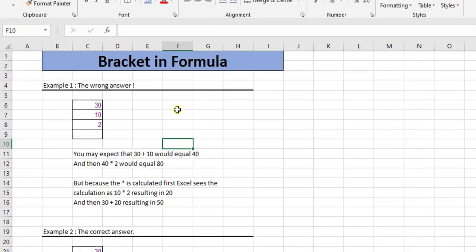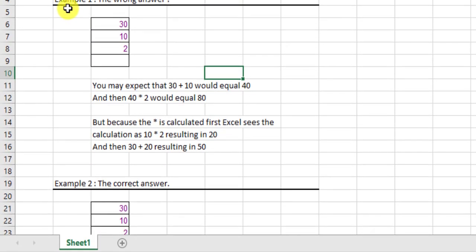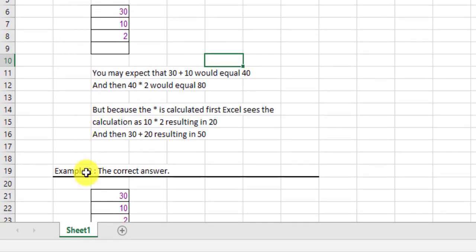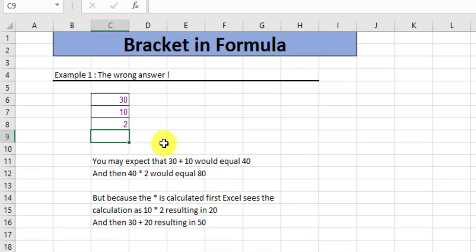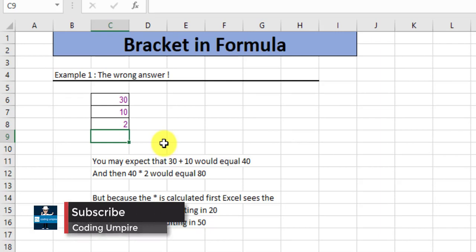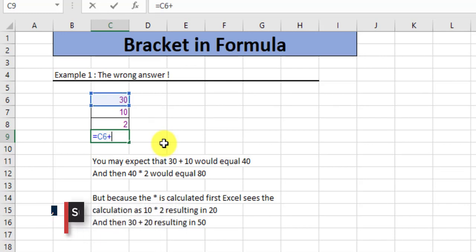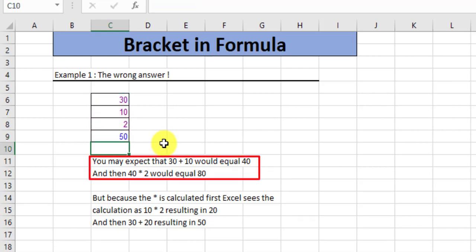You can see, we have two examples. Example 1, and Example 2. Let's solve Example 1. Here we have 3 digits, and we want to add 30 plus 10, and multiply it by 2. You may expect that 30 plus 10 would equal 40. And then, 40 into 2 would equal 80.